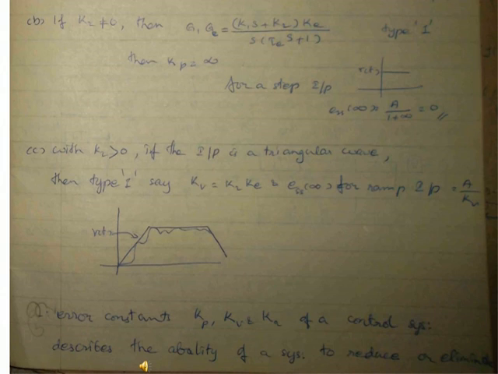And then with K2 greater than 0, if the input is a ramp waveform, then the type 1 system has KV equal to K2 KE, and ESS infinity for the ramp input is A divided by KV. And then we can also see the graph diagram for the ESS of the type 1 system. So the error constants KP, KV, and KA of a control system describe the ability of the system to reduce or eliminate the error. So this is for the error constants.